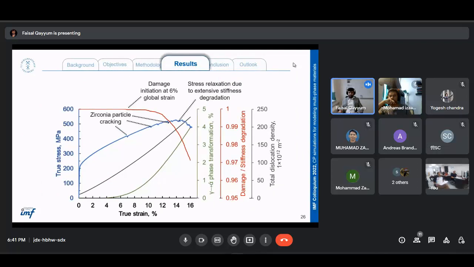If you look at the global results of this study, let's take a look at this blue stress strain curve first. We see that the stress strain curve is relatively similar to what we observed experimentally, but because there were relatively larger zirconia particles, once there is cracking in them, which starts at as low as 7% of the strain, we see several kinks in the stress strain curve. At higher strain regimes, there is a stiffness degradation due to damage in the austenite matrix, and therefore the curve significantly drops. It starts at 6%, but significantly drops up to 16%. On the other hand, we see that the dislocation density continues to increase and saturates, and the phase transformation is also continuously increasing.